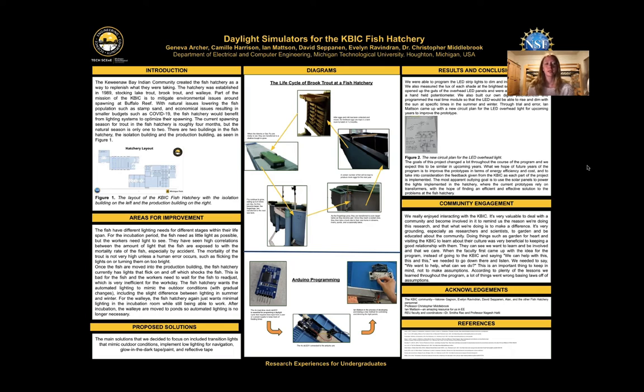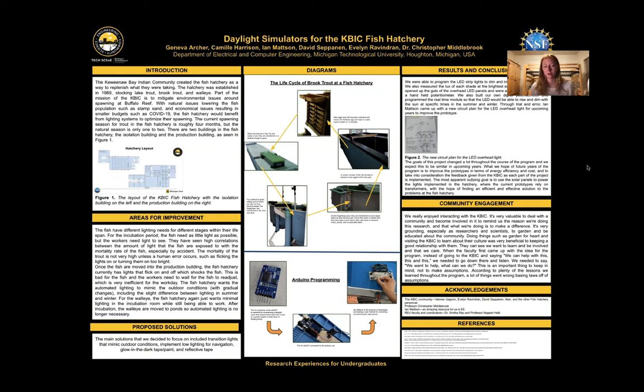And there are two buildings with the fish hatchery, and you can see the layout in Figure 1. In the upper left-hand corner of the picture is the isolation building. And this has the egg incubation room in the upper left-hand corner of that building and the spawning room on the right. And in the lower right-hand building is the production building once the fish get bigger.